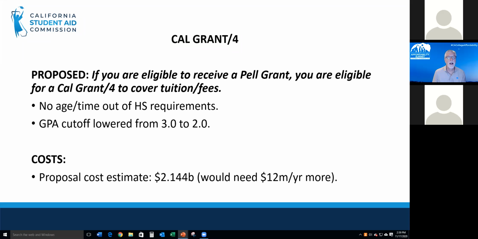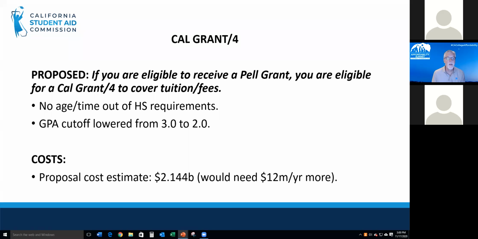No age and time out of high school requirements. There would be no more delay for some students of waiting a year before their tuition and fees would be covered. And a real biggie here is lowering the GPA cutoff from 3.0 down to 2.0, which is basic eligibility for most institutions, especially at CSU. We are leaving a good chunk of students out who don't meet the 3.0 GPA, and we certainly add some diversity to the pool by lowering this GPA cutoff.